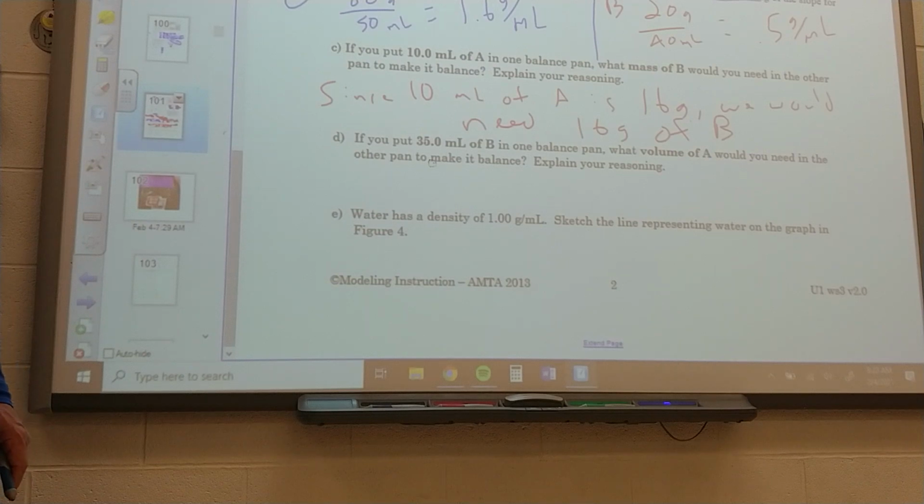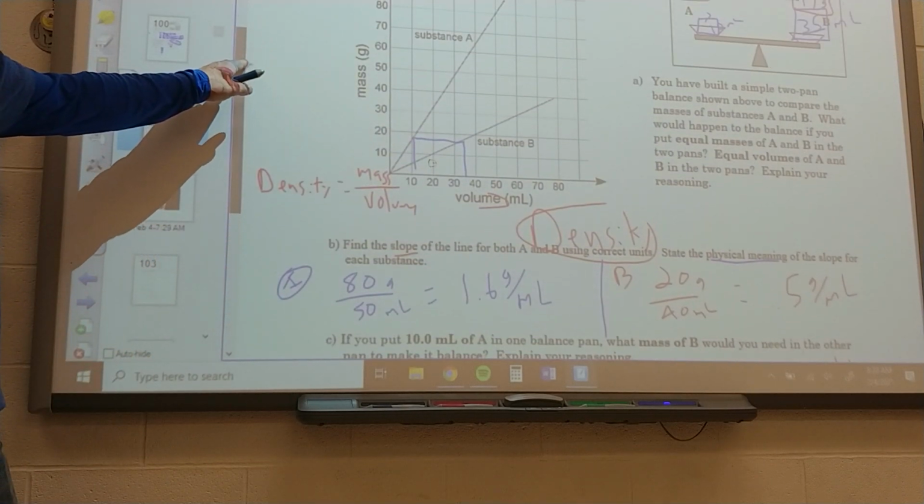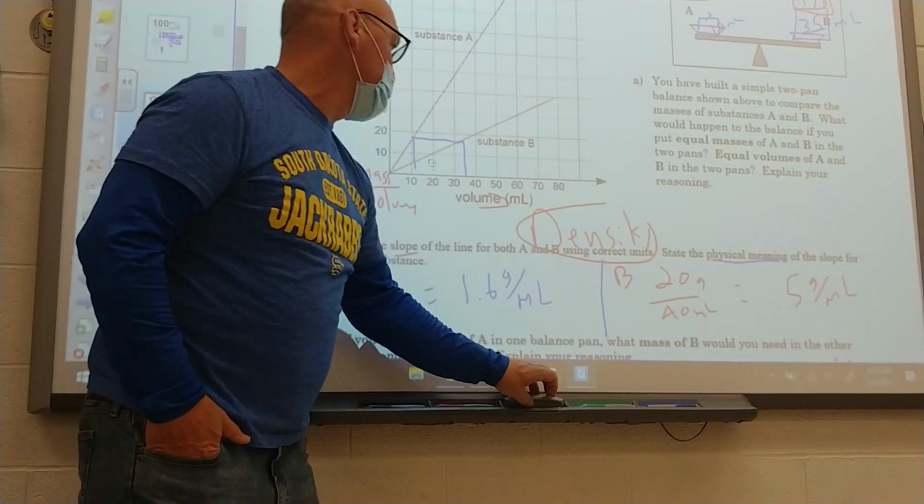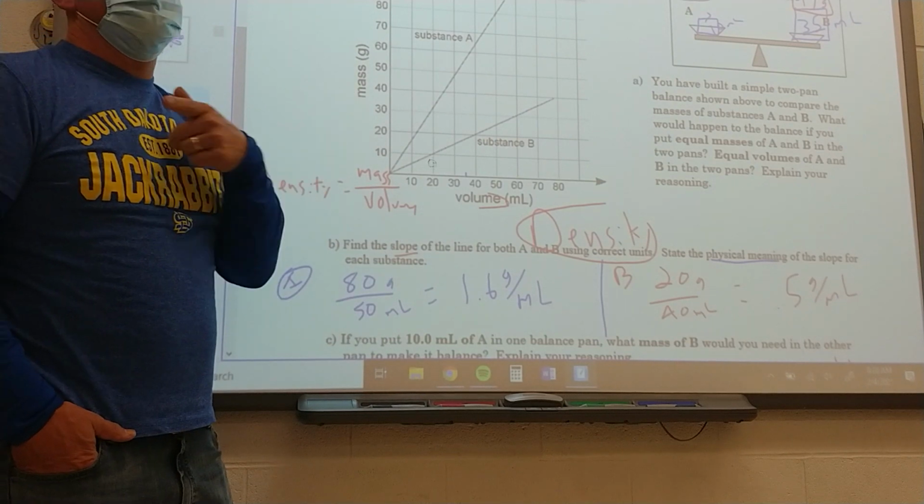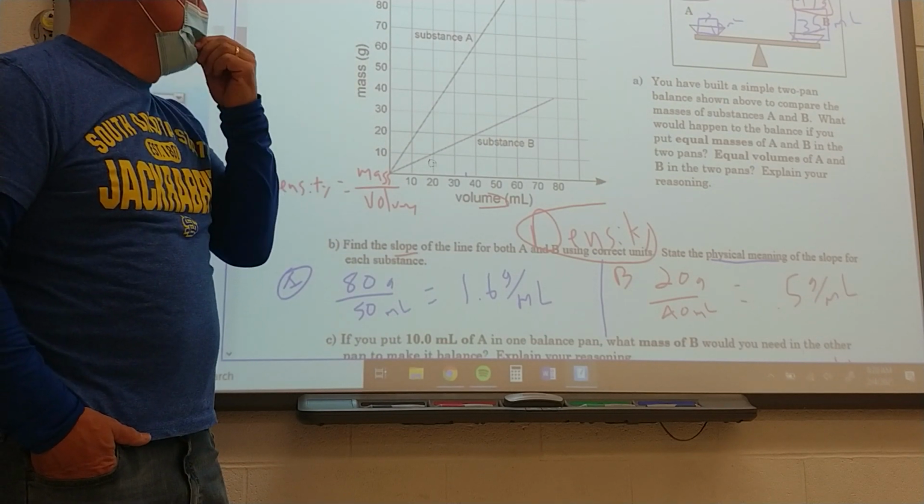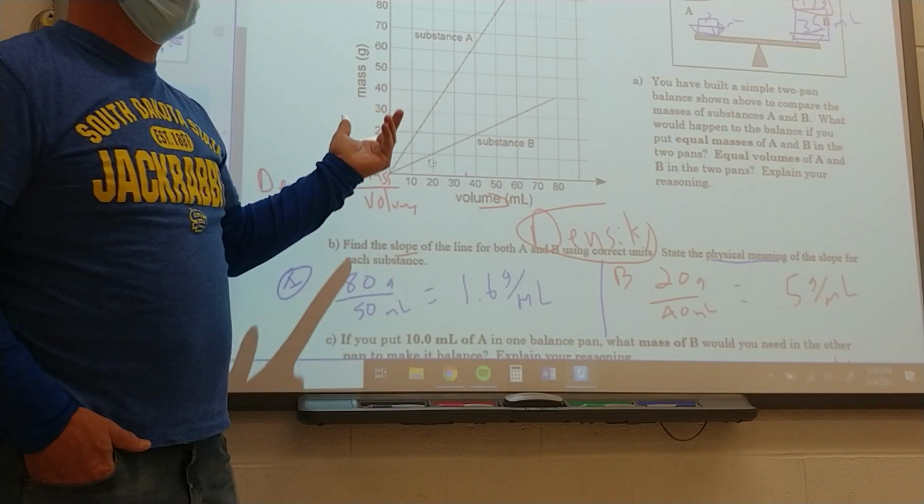Water has a density of 1. Sketch the line representing water on the graph. Did you do that yet? I want to go get something from the other room. So if you didn't sketch that line, sketch the line for water.